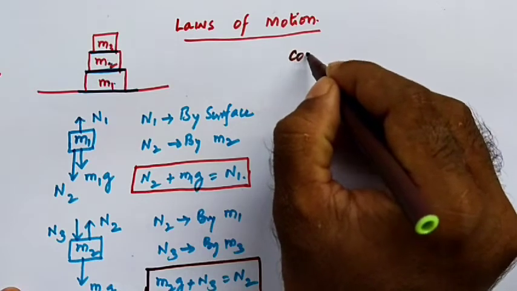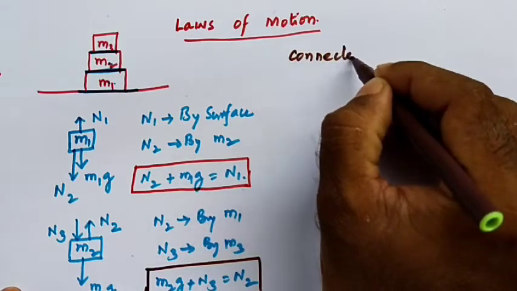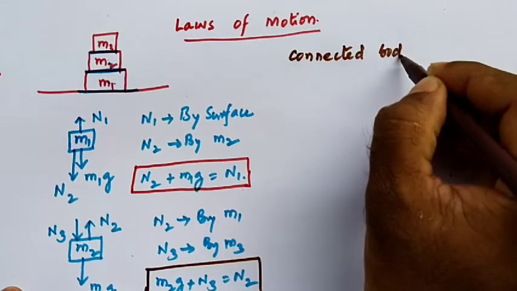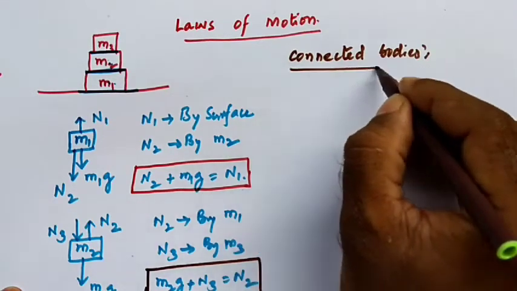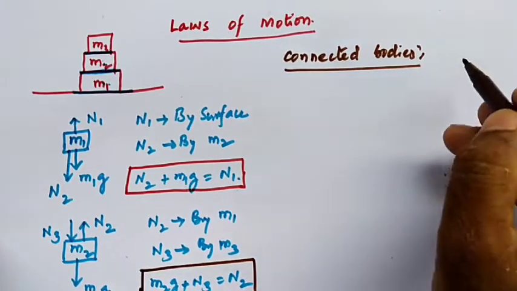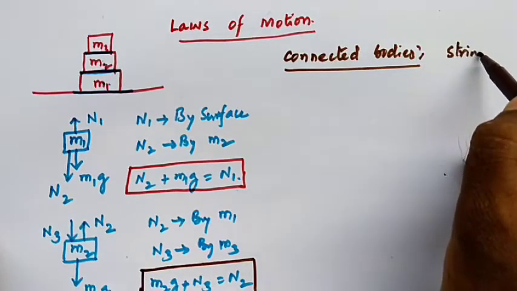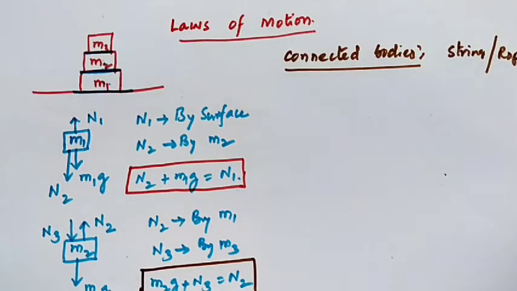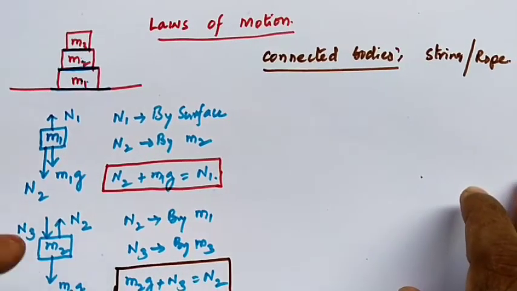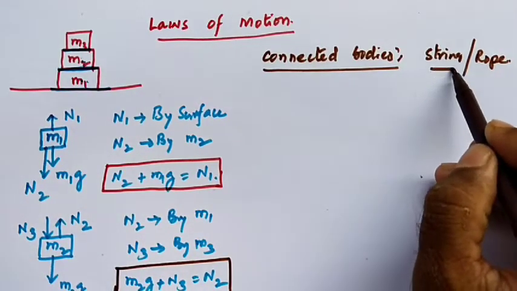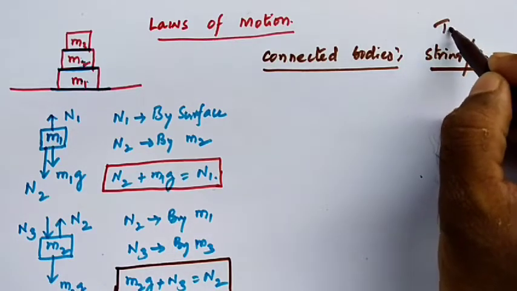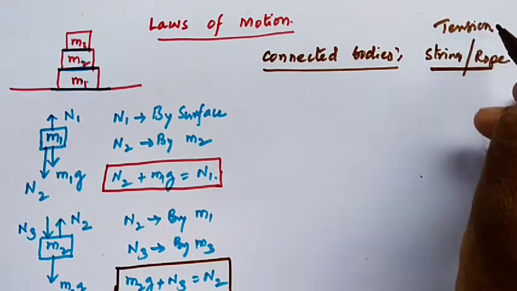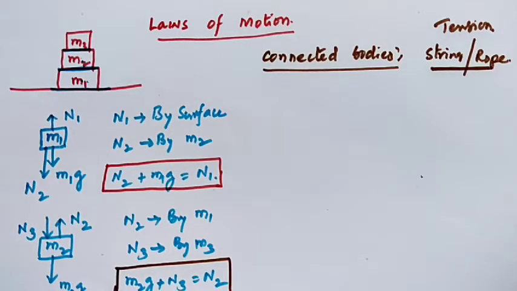What is that? Connected bodies. Connected bodies means what? The bodies are connected with the help of a string or rope. Then these are called connected bodies. Clear? Now you can understand a simple thing. In this situation, if a string or rope has come, then there will be another force. What is that? Tension will come in this case. Yes or no? Right.